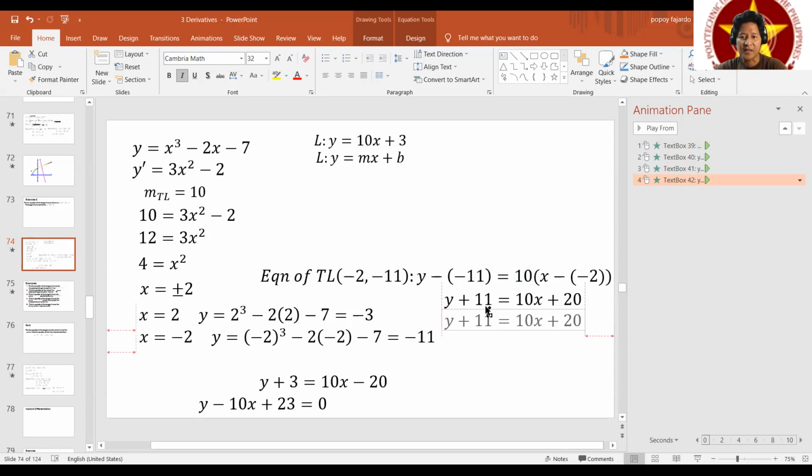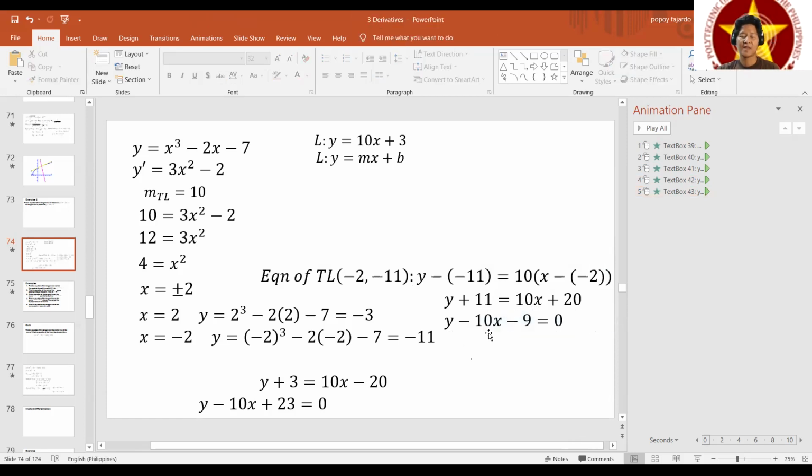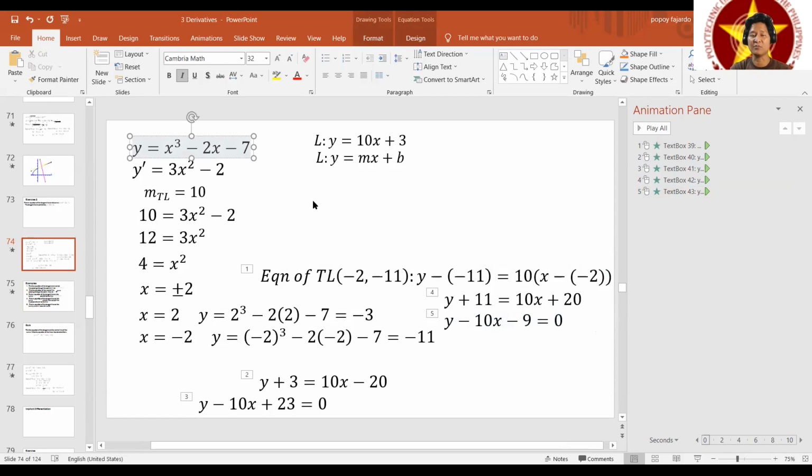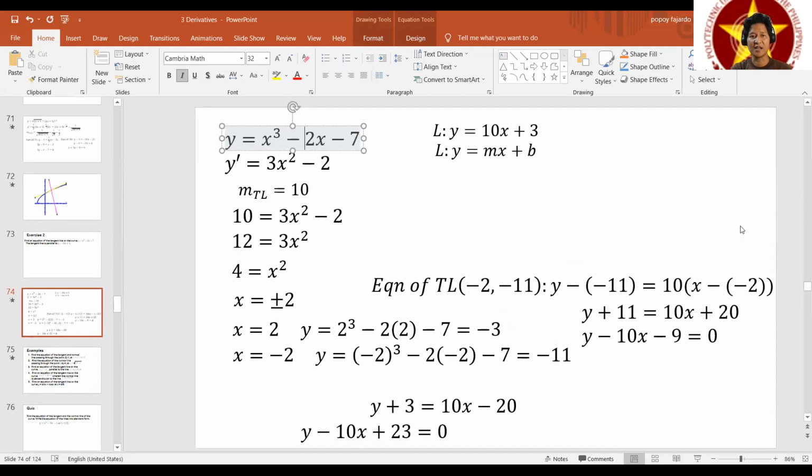And then finally, lipat natin sa kabila. So magiging negative 10x and then 20. So that would be negative 9, equals 0. So ito na yung magiging dalawang tangent lines natin wherein they are both parallel to the line y equals 10x plus 3 at this curve y equals x cubed minus 2x minus 7. Okay, so any questions so far, guys?